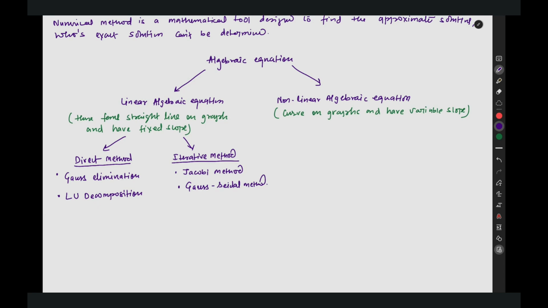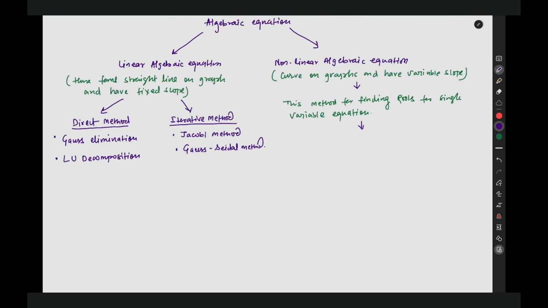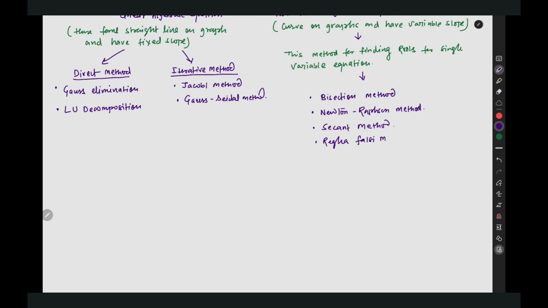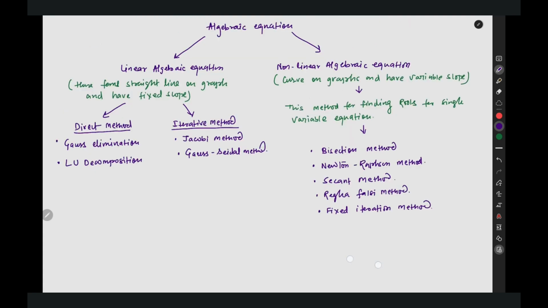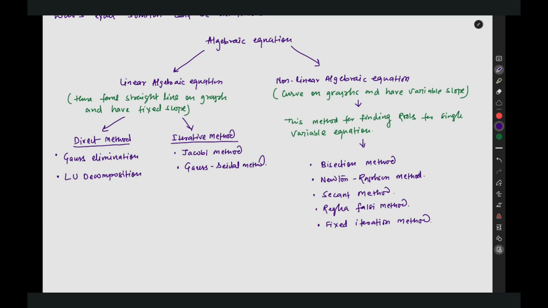In case of non-linear algebraic equation, these are methods for finding roots for single variable equation. Under this, the methods are bisection method, Newton-Raphson, secant method, regula-falsi method, fixed point iteration method. These are names of few methods. There are more methods under all this for solving this type of algebraic equation. In our syllabus, we have to study these three: bisection, Newton-Raphson and secant method. So we will start with bisection method.